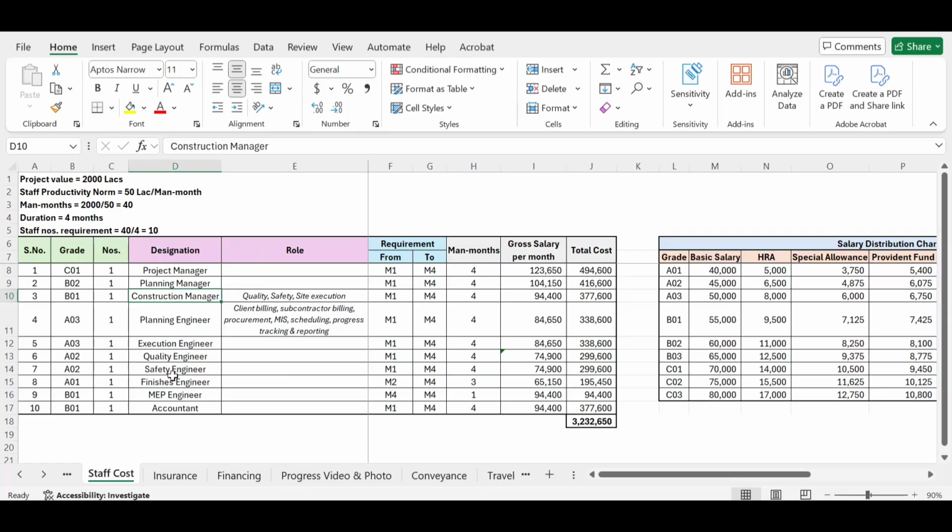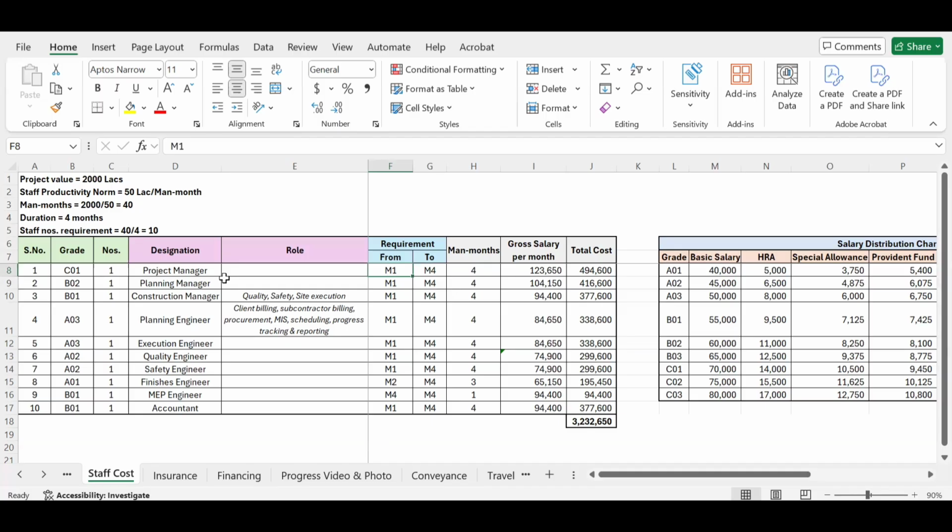Inside the construction manager, your quality engineer will be reporting to him, safety engineer will be reporting to him, execution engineer will be reporting to him, and your construction manager will be reporting to the project manager. Similarly, your planning manager will also be reporting to your project manager. Okay. Then requirement. See, project manager, planning manager, and construction manager, they will be required throughout the project.